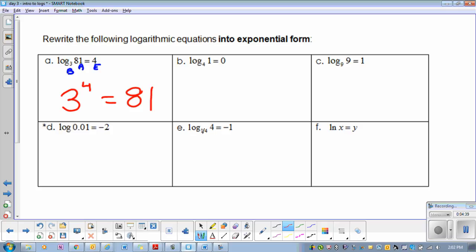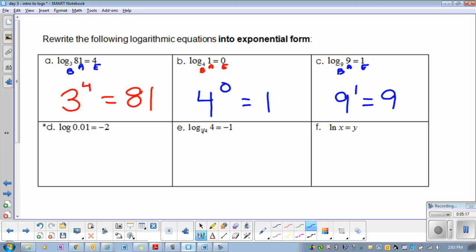Let's try B. Log, again, B-A-E. 4 to the what? 4 is the base, what's the exponent? 0 equals, what's the answer? 1, good. Let's try C. 9 to the what? 1 equals what? 9. Good. So easy, right? So easy until you get to the next one.